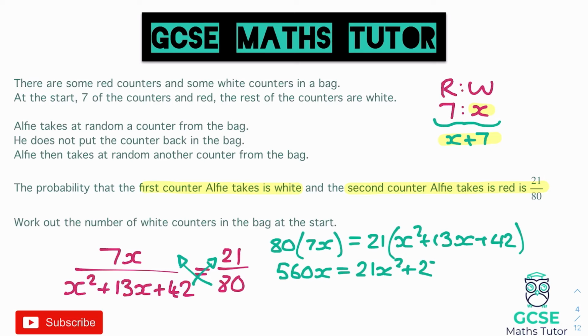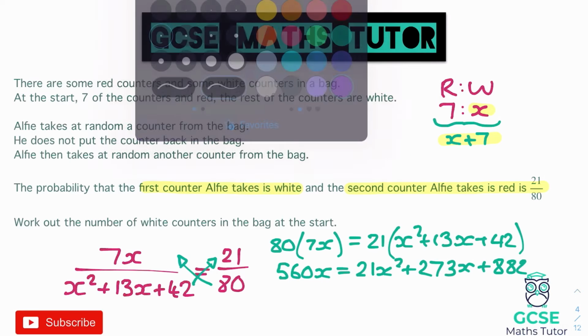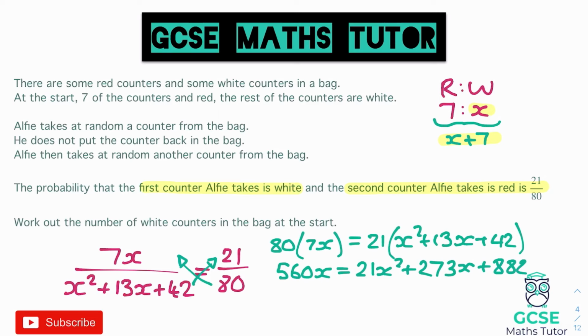As I said, you do have a calculator for this one as well. 273x plus 42 times the 21, which is 882. So plus 882, and you can see why you have a calculator for this one. And there we go. Now we need to make that equal 0, so we need to take away this 560x from both sides. So we'll get 0 equals 21x squared.